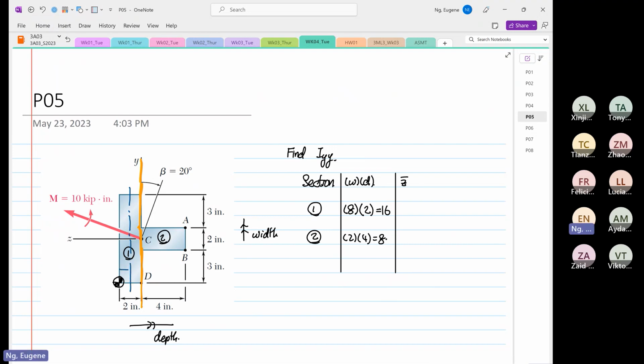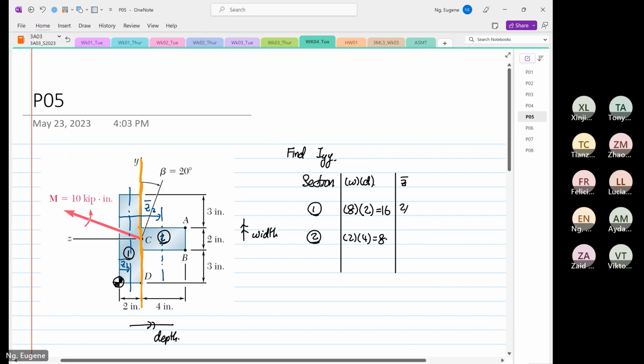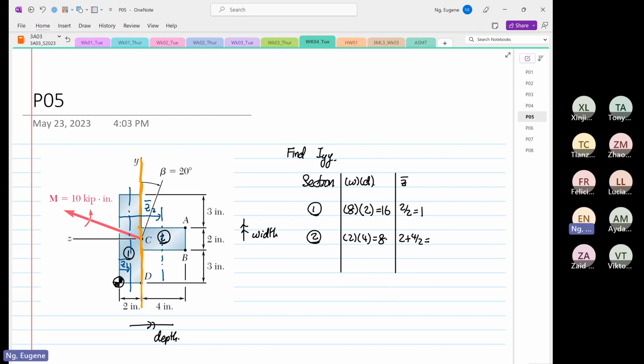Okay, so this is our z1, and then the next one, this distance, this is our z2, small z1 and small z2. So small z1 is 2 divided by 2, it's going to be 1. Small z2 is 2 plus 4 divided by 2, right? So 2 plus 4 divided by 2, this is equal to 4.